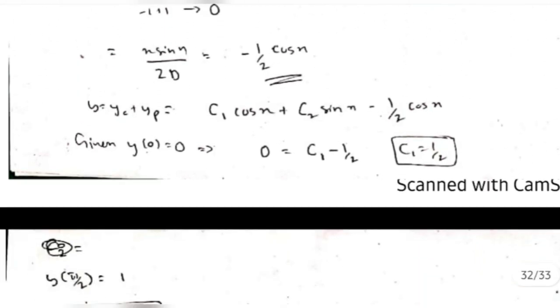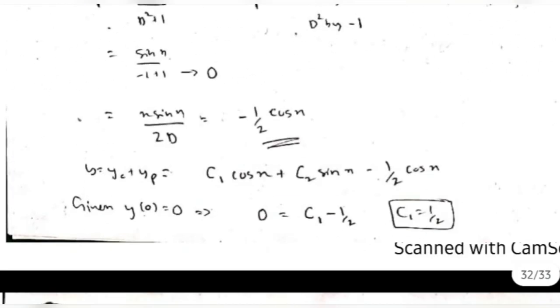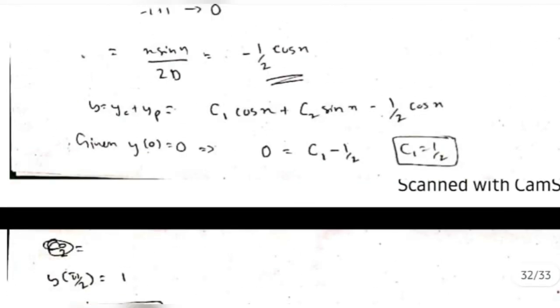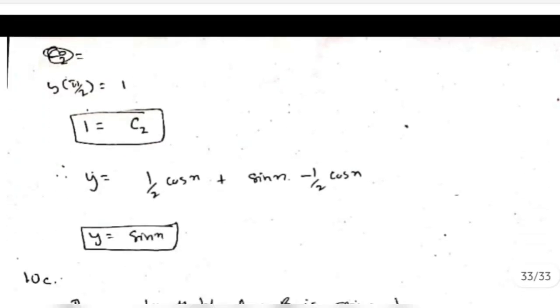Now after that we will be adding yc and yp to get the final answer. Instead of x we will be using these values 0 and pi by 2, and in the place of y we will be using these two values 0 and 1. So after doing that, we will be getting y of 0 is 0. Here we will be getting c1 minus 0. It's actually 0 because x is here, right? So c1 will be 0, and similarly we will find c2 also, and we will be getting the final answer here.